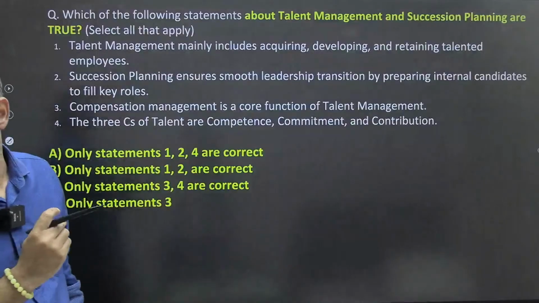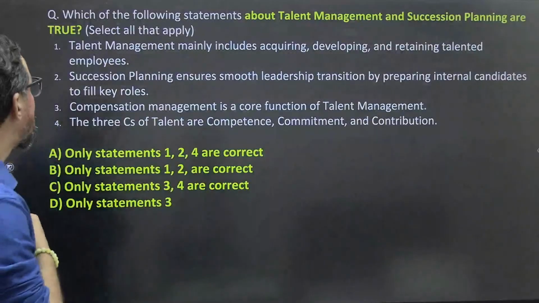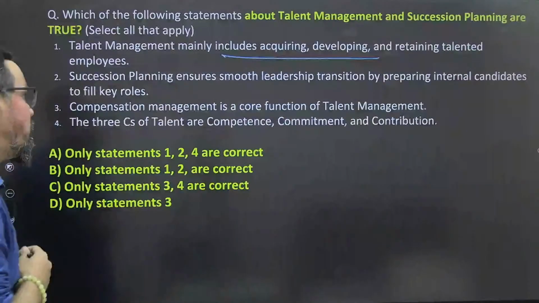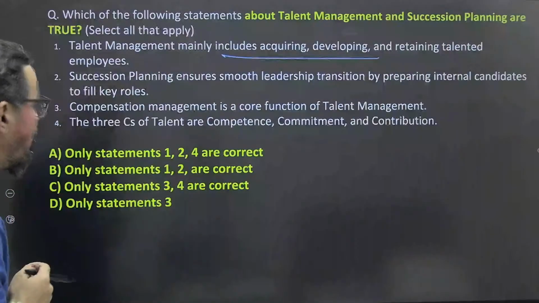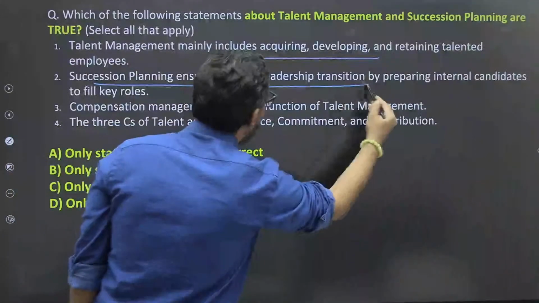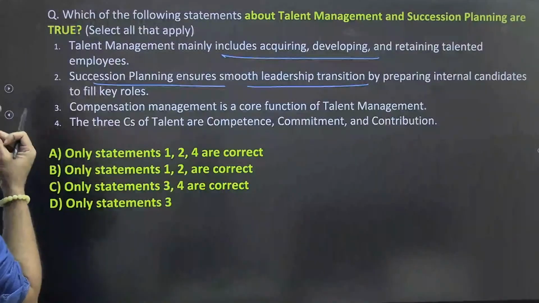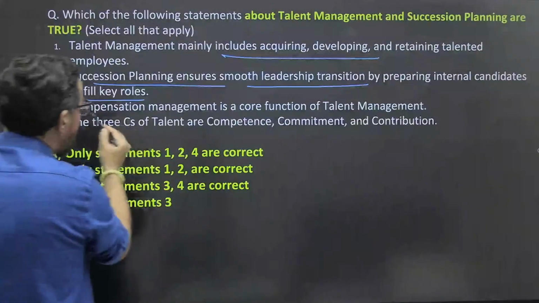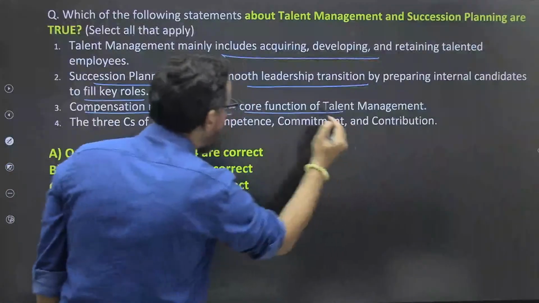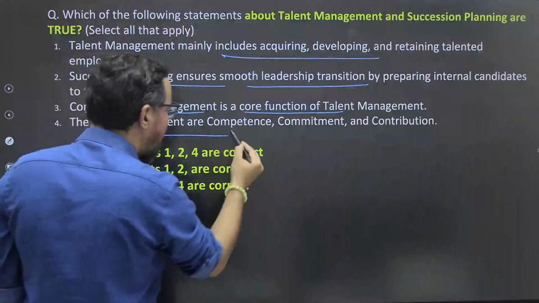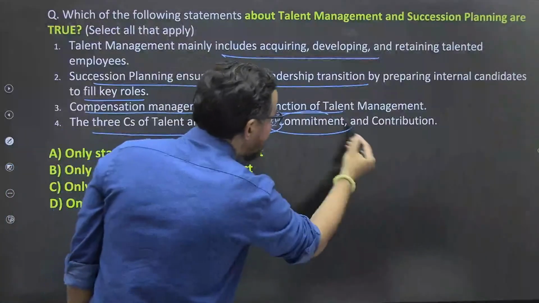What will be your correct answer for this one, everyone? So talent management mainly includes acquiring, developing and retaining talented employees. Succession planning ensures smooth leadership transition by preparing internal candidates to fit key roles. Compensation management is a core function of talent management. And the three C's: competence, commitments and contribution.